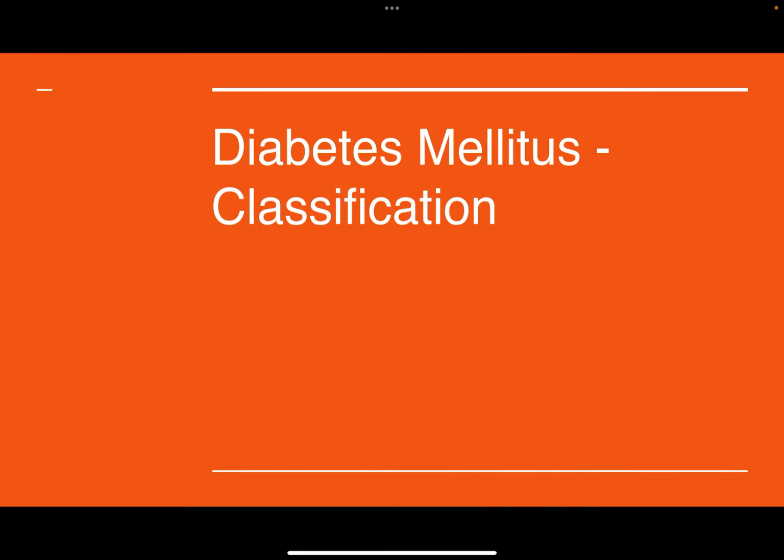If you see Harrison's Internal Medicine, the latest edition, American Diabetes Association Standards of Care 2024, and RSSDI, the Research Society for Study of Diabetes in India, the classification given in all three is almost the same. Harrison and ADA are 100% the same, and RSSDI I would say 80 to 90% the classification is the same.